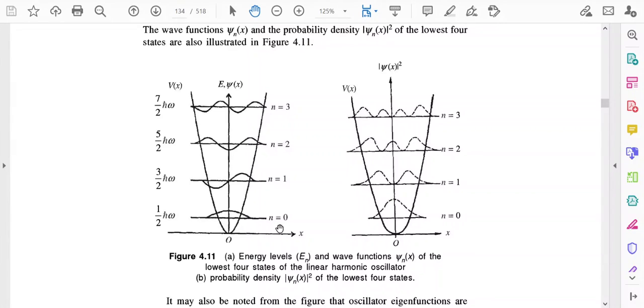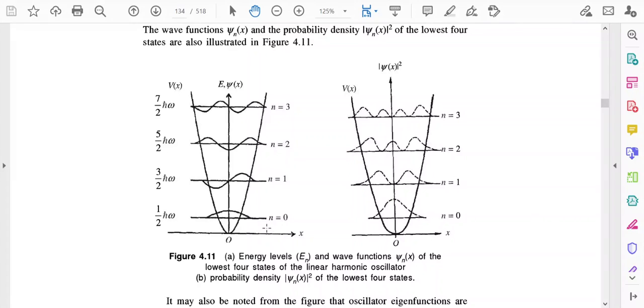For example, for n is equal to 0, energy will be half h cut omega. Why? Because in the previous lecture we deduced that energy E is equal to n plus half into h cut omega. So if we put different values of n, we obtain the energy values for the different states. This horizontal line represents the total energy for n is equal to 0. This value, 3 by 2 h cut omega, is the total energy for n equal to 1. This is the total energy for n equal to 2, and so on.